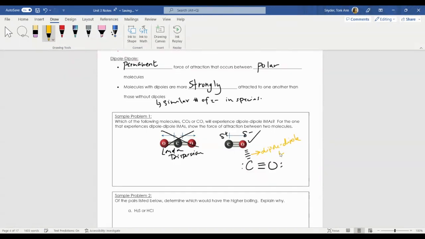Dipole-dipole. I usually abbreviate them as IMA, intermolecular force of attraction. Notice that these are drawn with dotted arrows. That's because these are much weaker than your intramolecular bonds, your covalent bonds, or ionic bonds, and your metallic bonds.